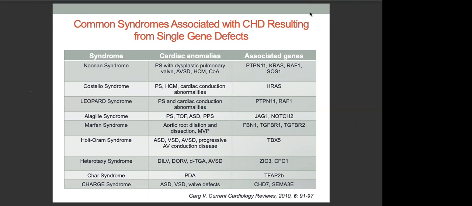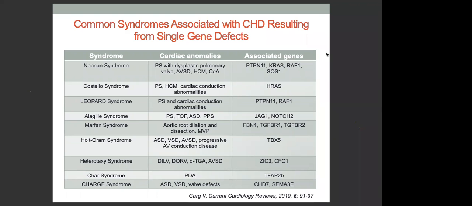The various genes associated with this problem, as we can see, are PTPN11, KRAS, and SOS1. Then there are many other syndromes as well. And I must say, these are important questions which can be asked, like Costello syndrome, which is associated with pulmonary stenosis with HCM or cardiac conduction abnormalities. Then there is Alagille syndrome, Marfan syndrome, or Holt-Oram syndrome. Holt-Oram is the one with atrial septal defect, ventricular septal defect, AVSD, and progressive AV conduction disease as well.